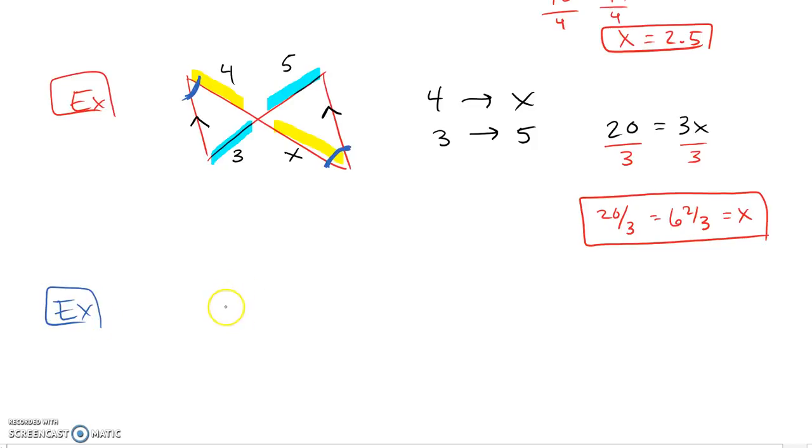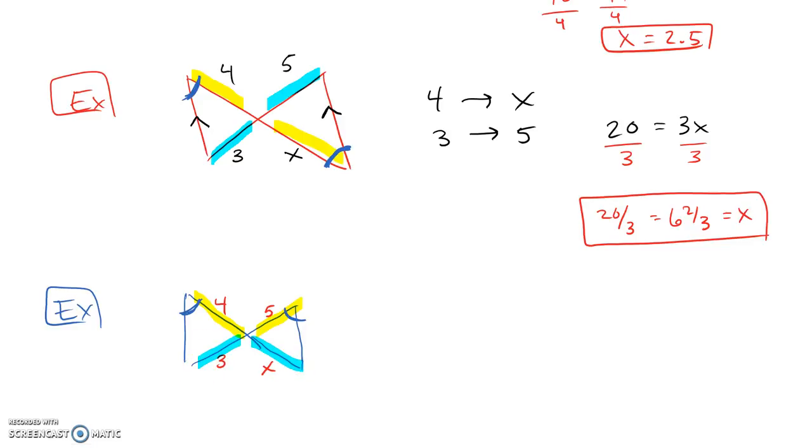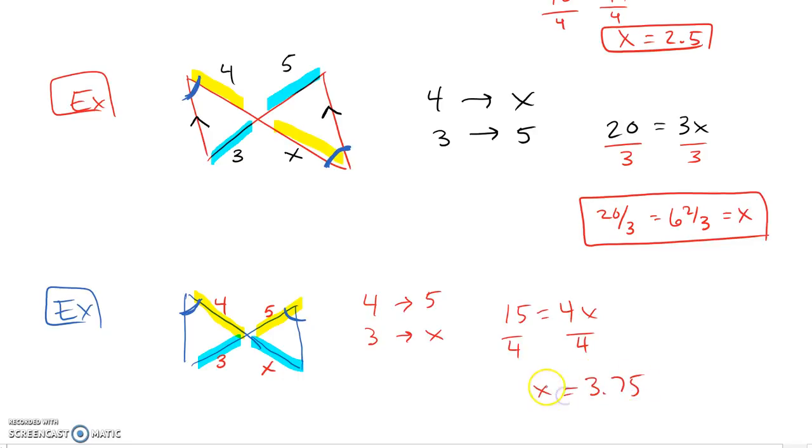Example that doesn't always have to be the case. You could have an example where they're not parallel lines, and sometimes it's hard from the drawing to know whether they're parallel lines, but maybe they tell you that this lines up with this. I'm going to do the same problem. 4, 5, 3, x. In this case, the 4 and the 5 are the ones that go together, and the 3 and the x are the ones that go together. So 4 became 5 and 3 became x, which means 15 equals 4x. Divide by 4. So 3.75 equals x.